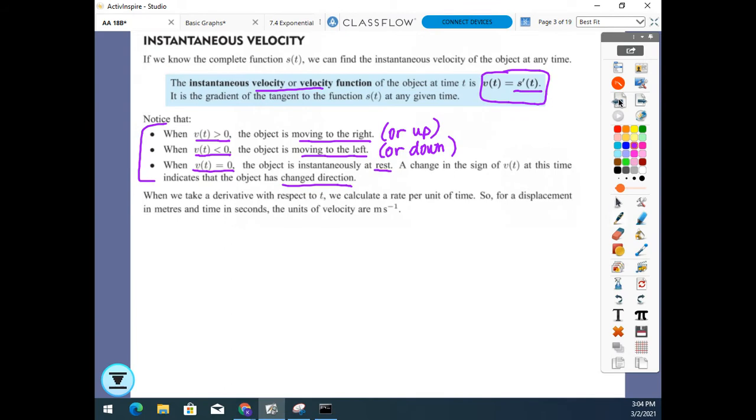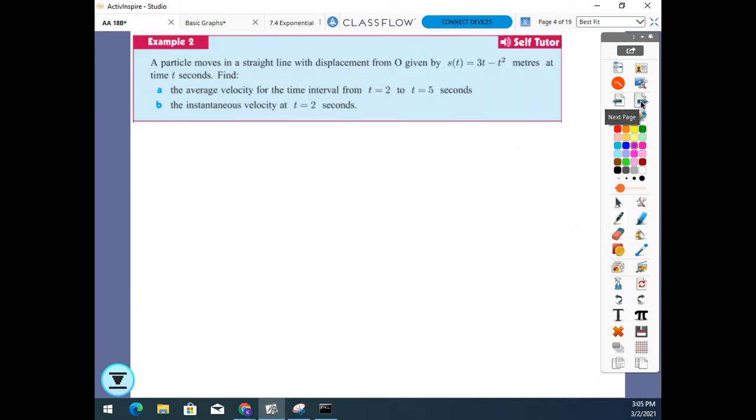When we calculate displacement, you're going to talk about the rate in meters, and time is usually in seconds. So the units for velocity are meters per second, or in IB, we just move the S up: meters per second to the -1. So this actually distinguishes the difference between the average velocity and the instantaneous velocity.